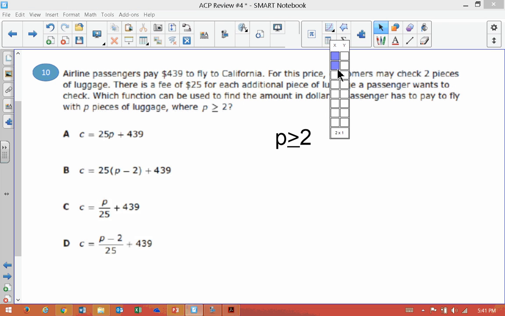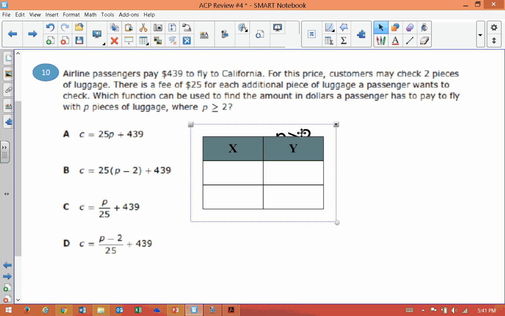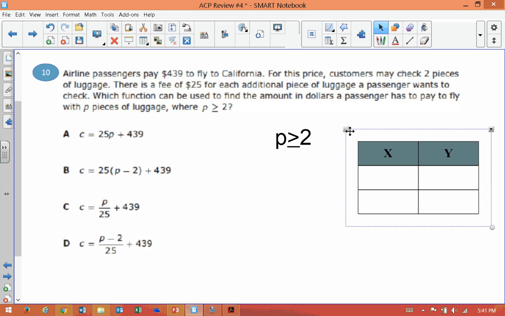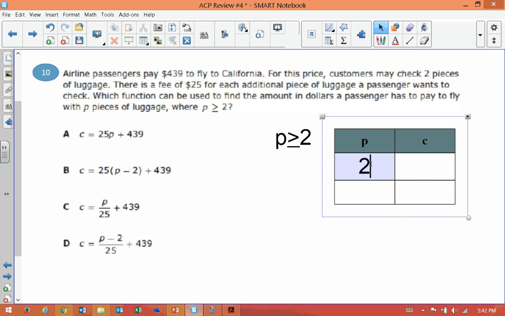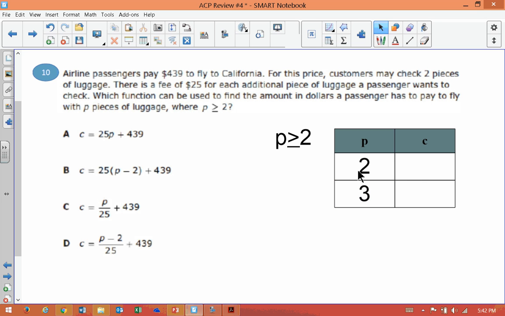Let me grab a table there. All I really need to look at is just 2 values. I'll let X be P, and I'm going to let Y be the cost. Let C be the cost. Again, we're only interested in what happens when P is 2 or greater. So I'm just going to pick 2 and 3. Suppose I have 2 pieces of luggage. Since I can check 2 pieces of luggage for $439, then that's what my cost is.